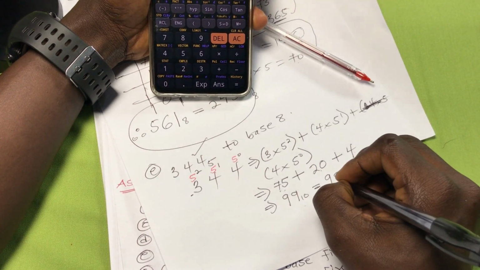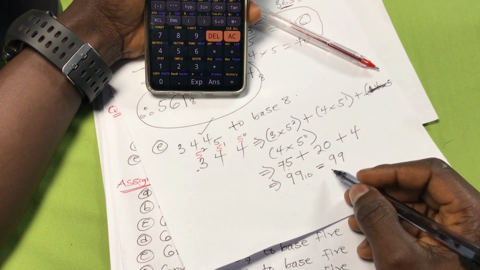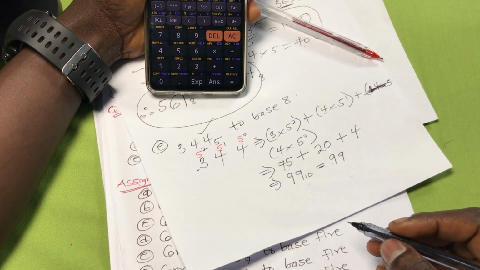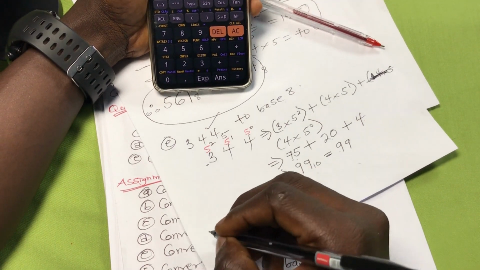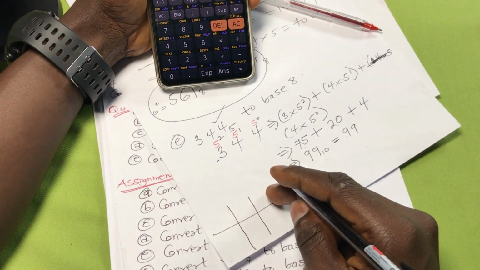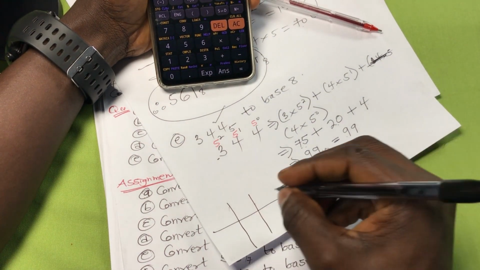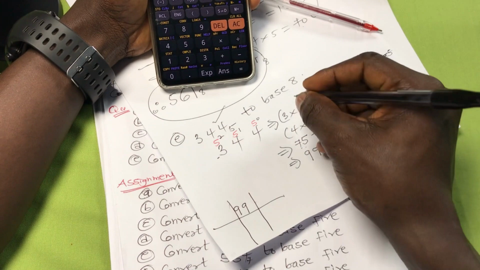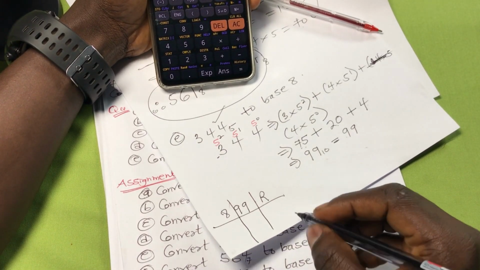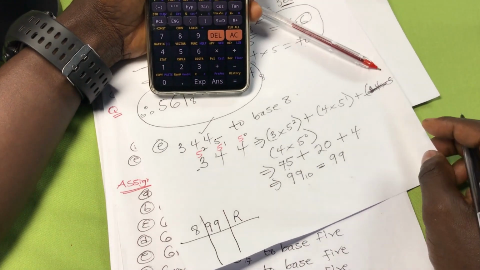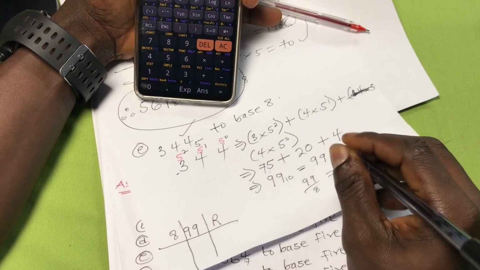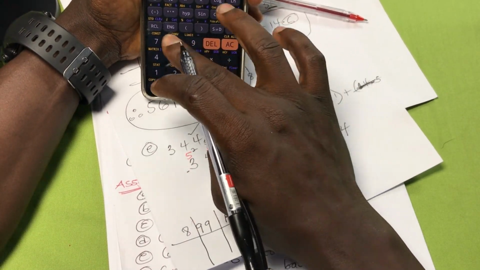And that is 99. So what do we do? We are going to divide 99 by 8 using the method of successive division. So if that is the case, then we will draw two vertical lines. We write the 99 here. The base is 8, and we put a remainder here. So we are employing the method of successive division. So you see 99 divided by 8.